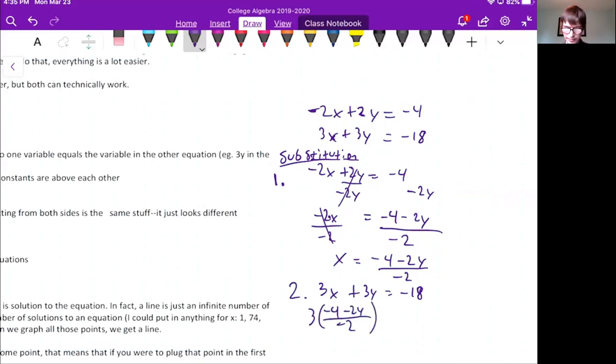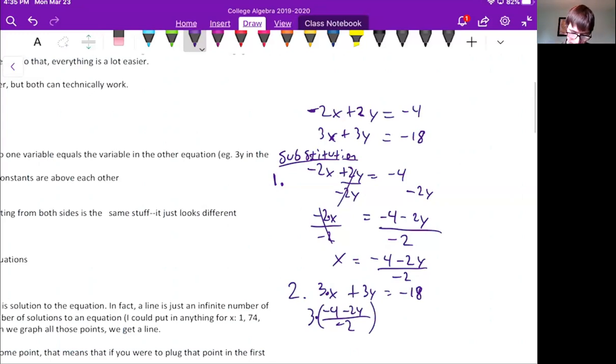Now you might notice that I put parentheses in here. That's because this is a 3 times an x, and I want to make sure that 3 is multiplied by the whole x, the whole -4 minus 2y divided by -2, not just one part of it. The parentheses help remind me to do that. So 3 times (-4 minus 2y) over -2, plus 3y equals -18.